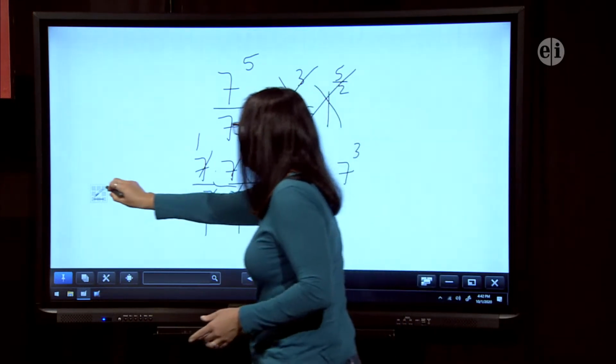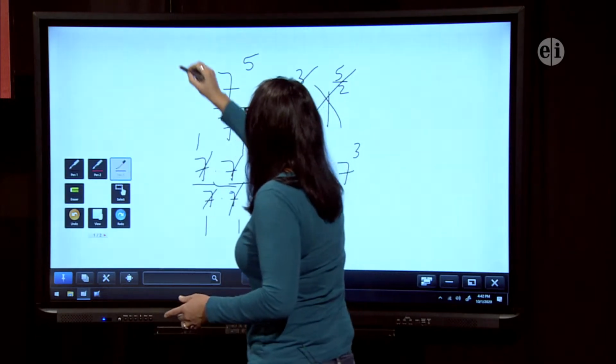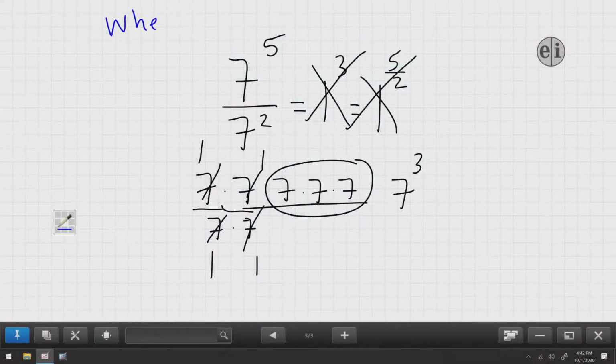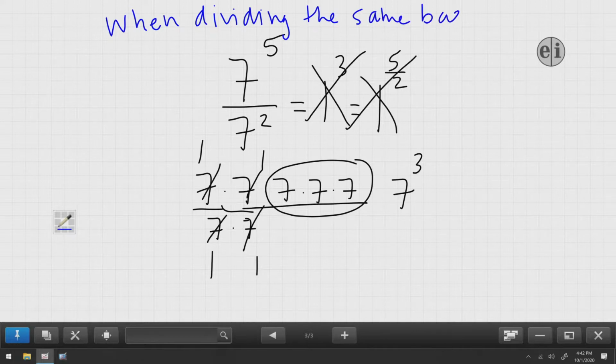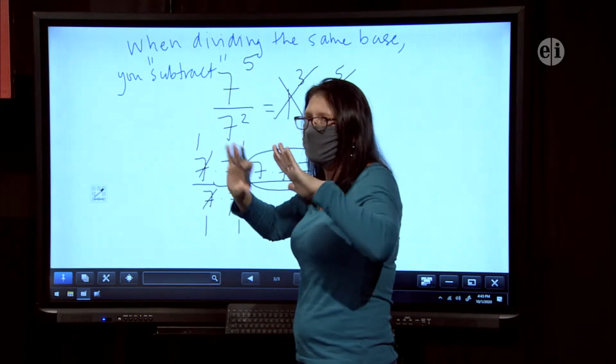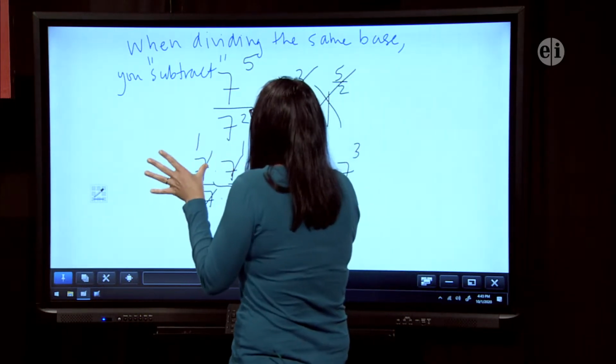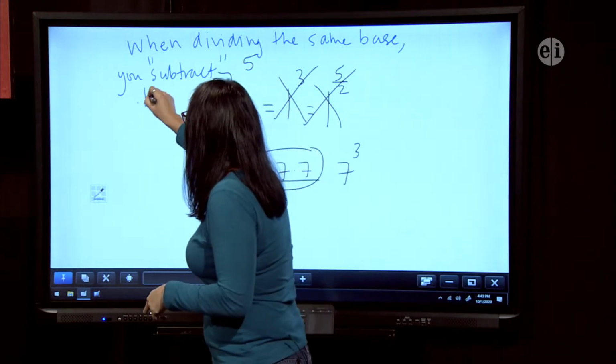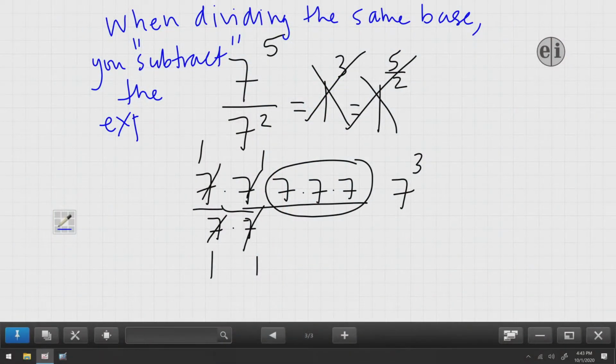So that rule is, I'll do it up here. When dividing the same base, you subtract the exponents. And then this is where I like to do my quotes, because you are subtracting, but I don't like using, technically the whole definition of exponents is multiplication division. So using words like add, subtract don't seem like they fit that at all, but it is a shortcut. But basically you subtract the exponents. What you're really doing is canceling copies.